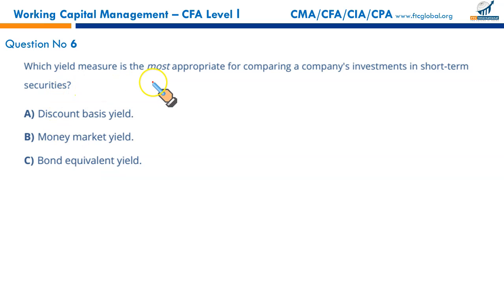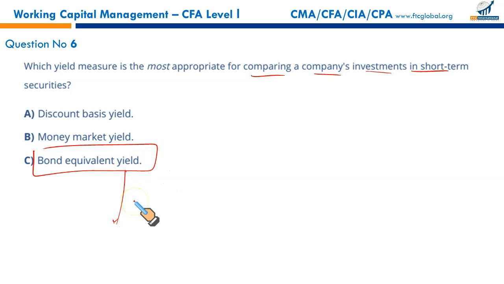Which yield measure is the most appropriate for comparing companies' investments in short-term securities? We may have different types of short-term securities. So in order to compare them, when you compare things, you have to bring them on some common basis. So this is one of the common basis, bond equivalent yield. We can use this formula to convert our commercial papers, our T-bills, any other investment that is in short term.